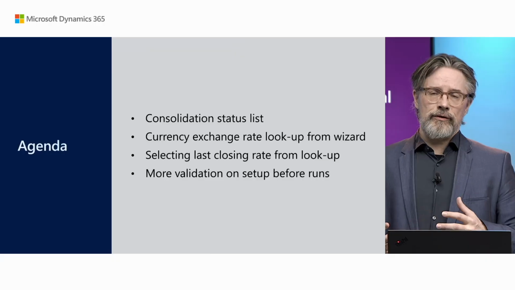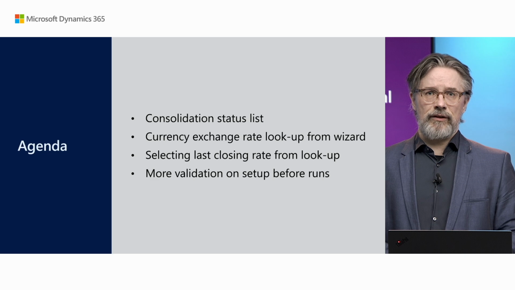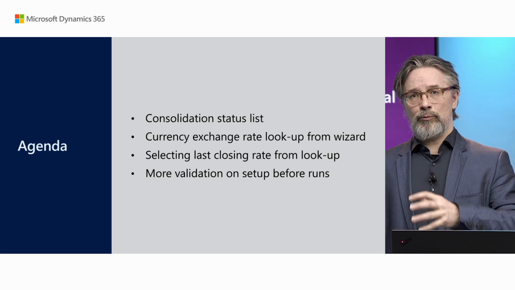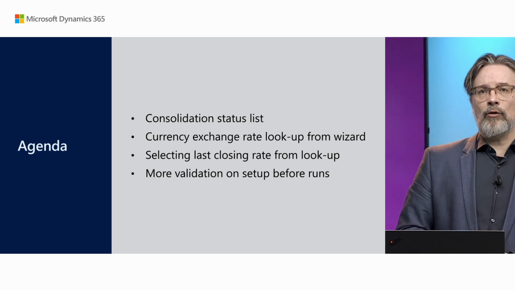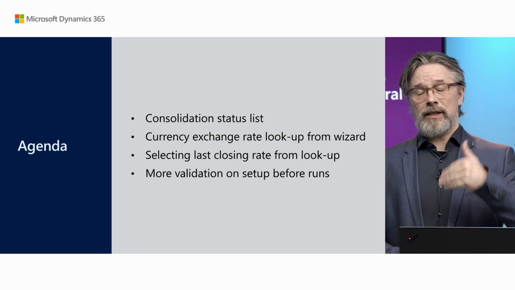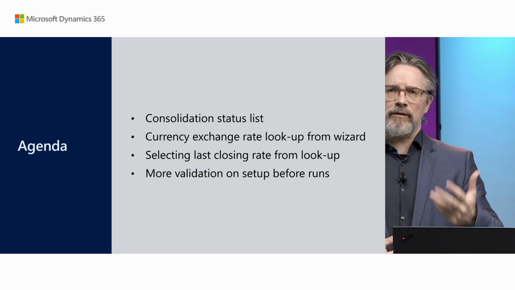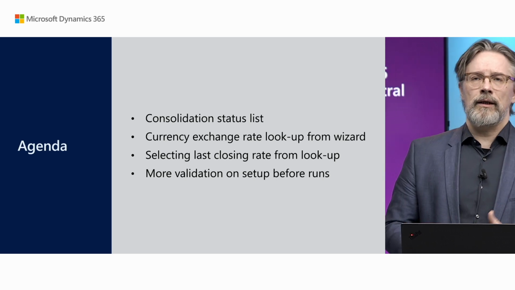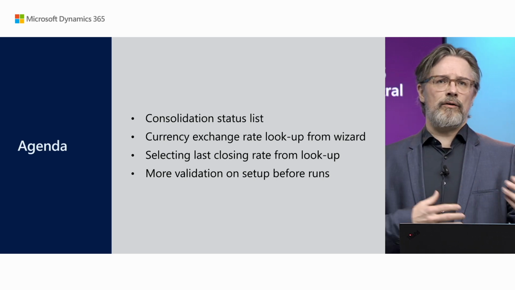Okay, thank you, Joshua. So consolidation with currencies is a lot easier in this release. You have a list of statuses from previous runs, so you can see what has been performed, and you can dig into details on that. When you're doing consolidation, you can actually change the exchange rate being used while you're in the process of doing the consolidation. You'll be able to look up the rates, you can change them, and we put in some validation so you don't accidentally start running a consolidation for something you have already done consolidation for.